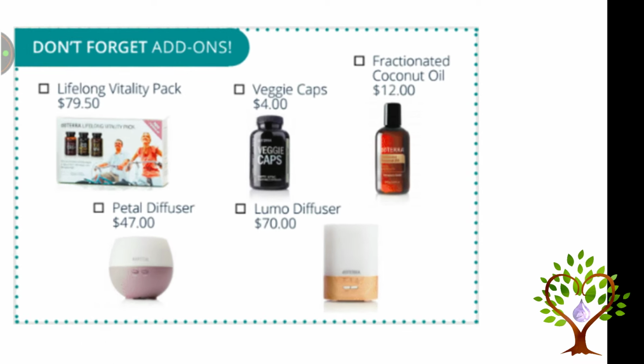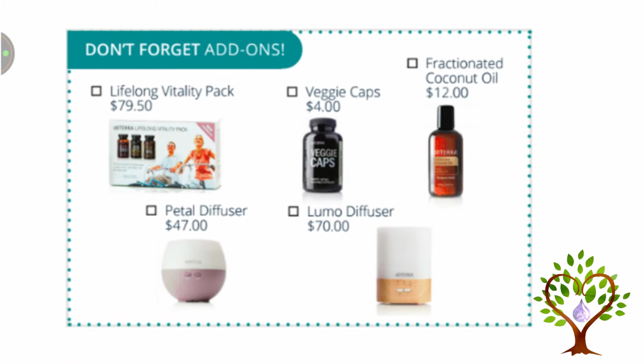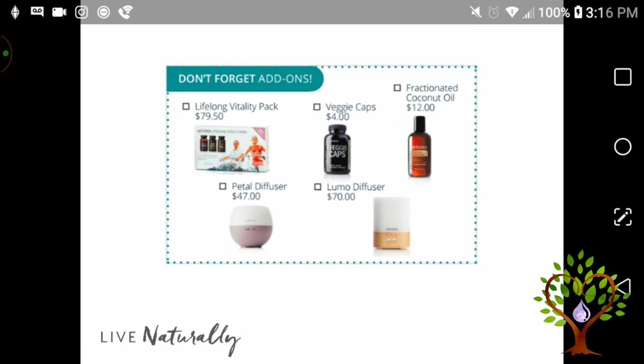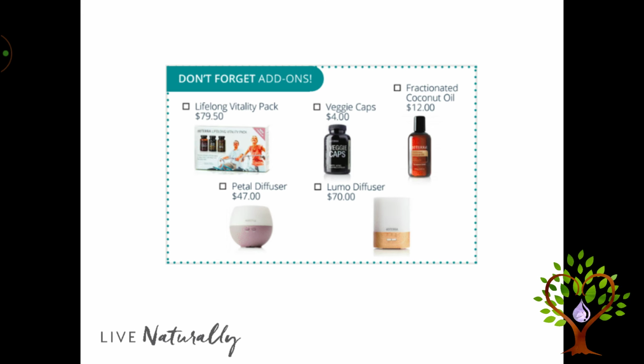And something else that you should definitely add to your orders is fractionated coconut oil. So you can get this 150 kit and then add an extra diffuser or add LLV to it. I'm going to note that to get the LLV at the discounted price of $79.50, you must join our loyalty rewards program.